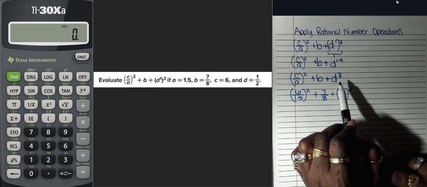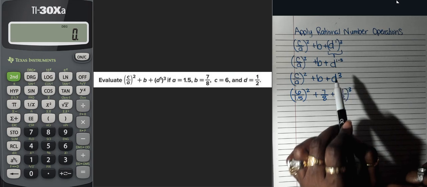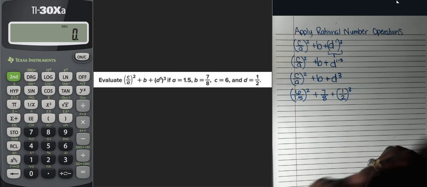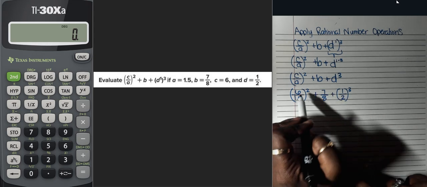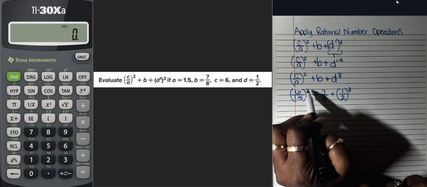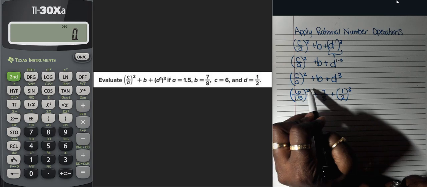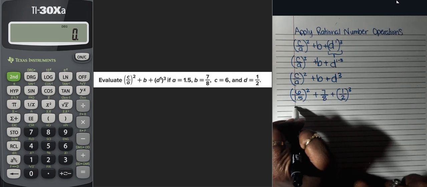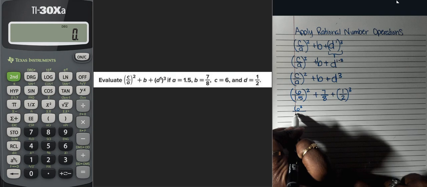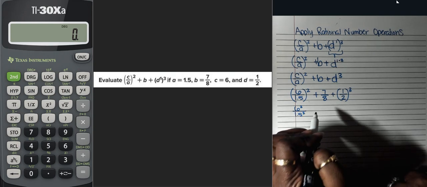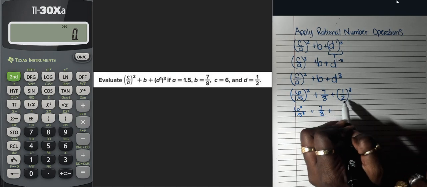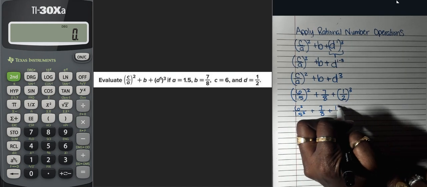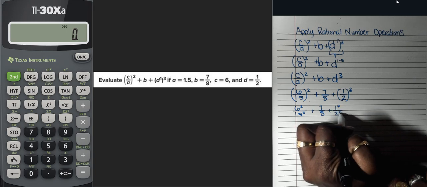So oftentimes when you hear us say cubed, it means it's to the third power. If you hear us say squared, it's to the second power. So those are another way that you can call exponents. So what do we have? Remember under the distributive property, when we talk about powers, you're going to distribute this 2 to the numerator and the denominator. So in other words, you are saying 6 squared over 1.5 squared, okay? Plus 7/8 plus, again, we're going to distribute this to the numerator and denominator. So 1 to the third power over 2 to the third power.